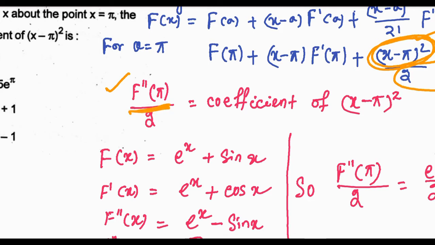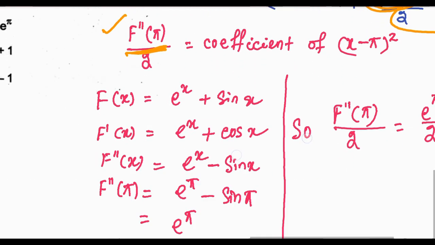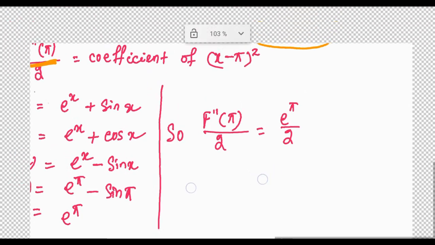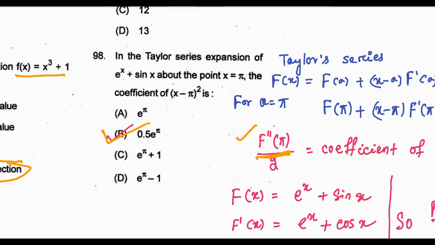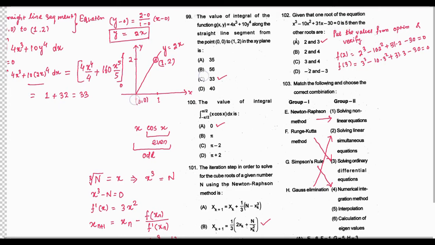So first thing, f of x is equal to e to the power x plus sin x. What will be f dash x? f dash x is equal to e to the power x plus cos x. f double dash x is equal to e to the power x minus sin x. And f double prime pi, if we put x is equal to pi, it will be e to the power pi minus sin pi, and sin pi value is 0. So what we are getting? e to the power pi. So what will be the coefficient? e to the power pi by 2, that means 0.5 e to the power pi.